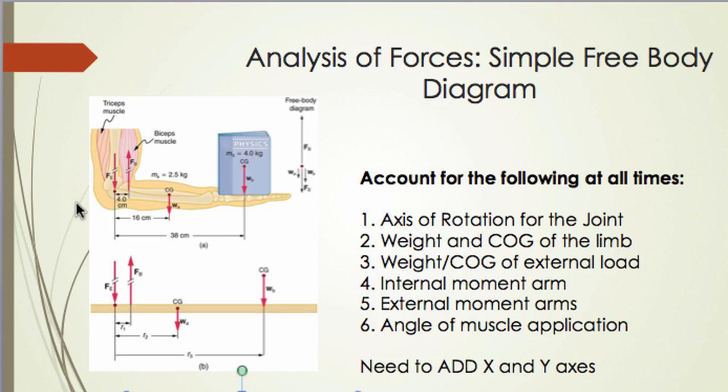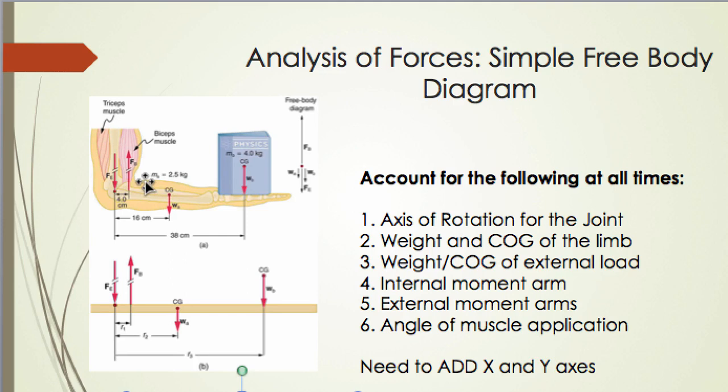All right? So after figuring out our axis of rotation, we want to look at the weight and the center of gravity of the limb. So forget about the book for a moment. We're just looking at this, forearm and hand. Well, we can see here that the forearm and hand component weigh 2.5 kilograms, and it's sitting at what appears to be 18 centimeters from the axis of rotation here.